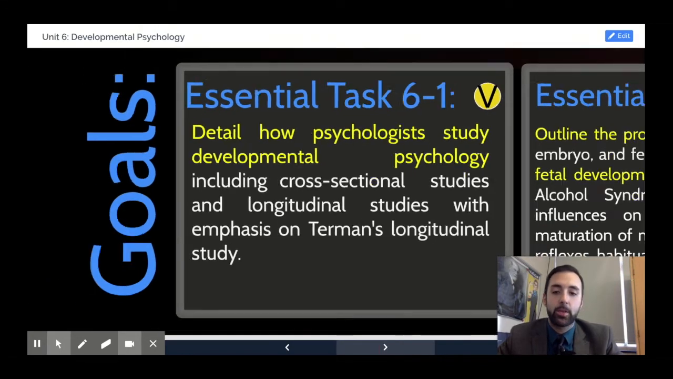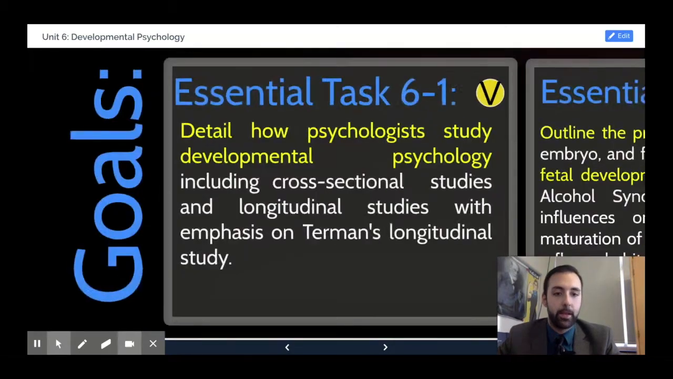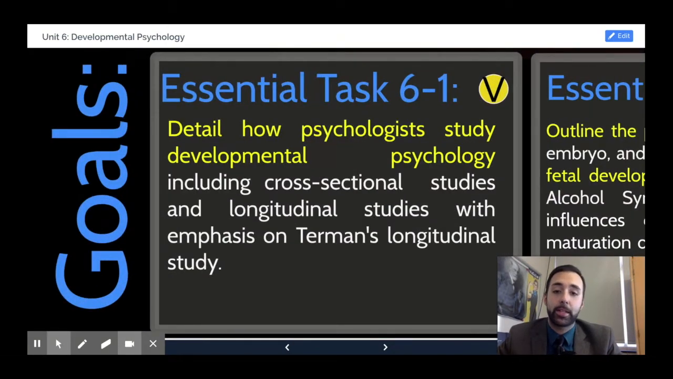I think this horizontal works the best vertically. There's the box here at the top defining developmental psychology, which is really short. And then we're going to talk about two separate types of research methods. I will return now back to the text of the task, allowing you to copy down the portion in yellow.